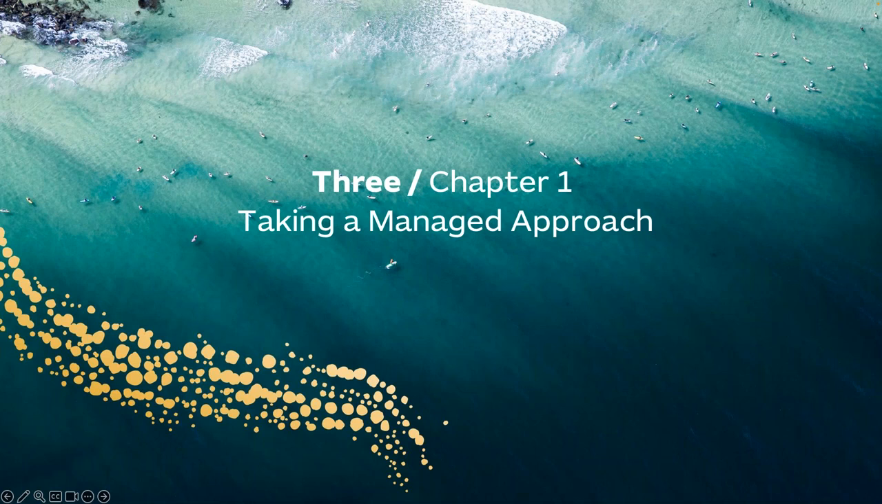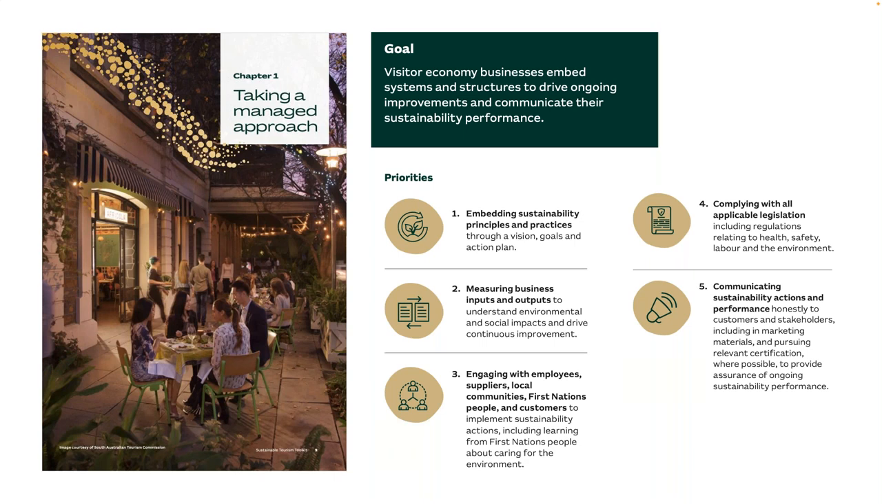So in chapter one, we talk about taking a managed approach. So let's dive into that and some specific priorities and ideas for you to take action in your business. This chapter is all about how to be organized and plan to prioritize actions within your business and setting realistic goals, which you can then measure, track and take action on. So there's some key priorities that you can see on the screen there, everything from embedding sustainability principles and practices right through to communicating sustainability actions and performance too. So taking a managed approach is almost like getting all your ducks in a row, getting organized, getting everything set up and setting yourself on the right path for sustainable success ultimately.